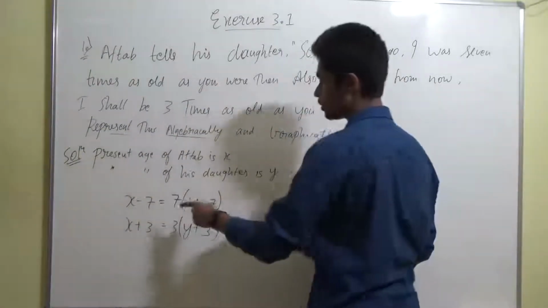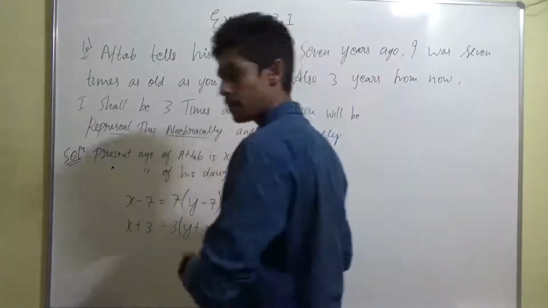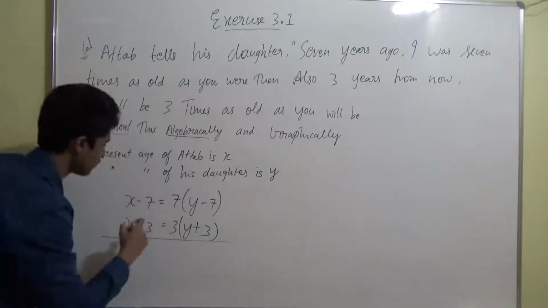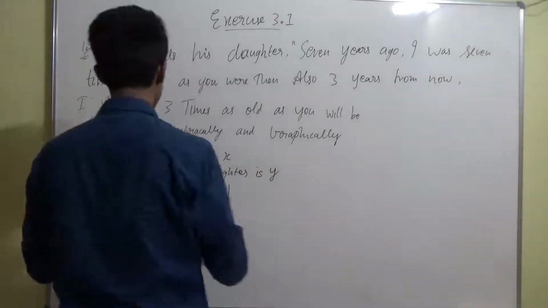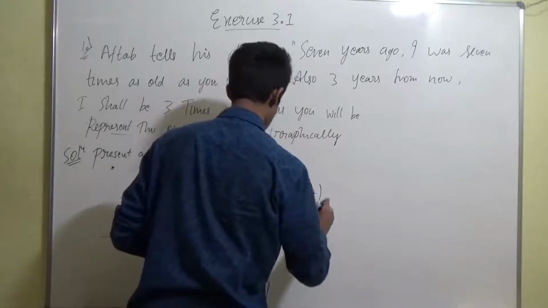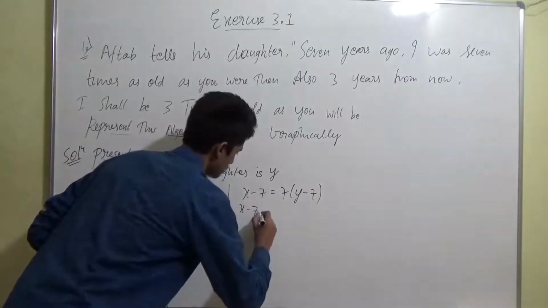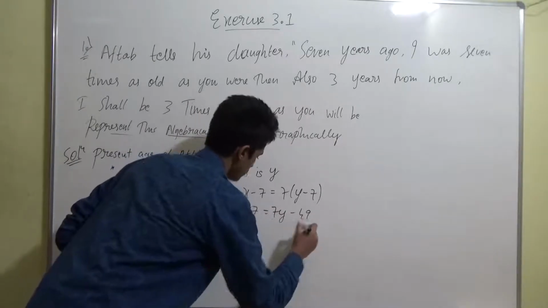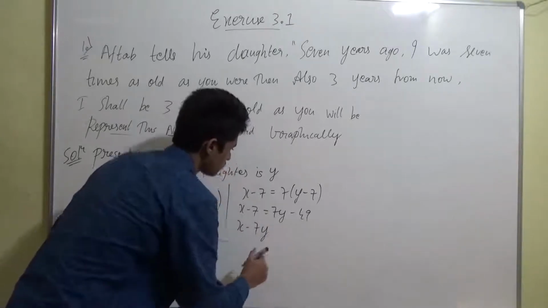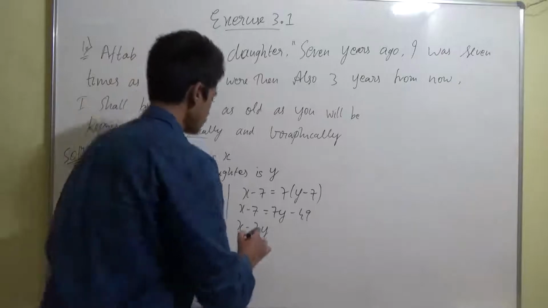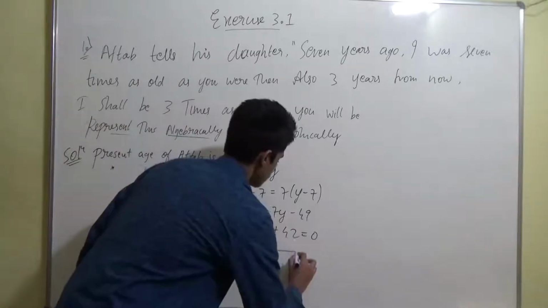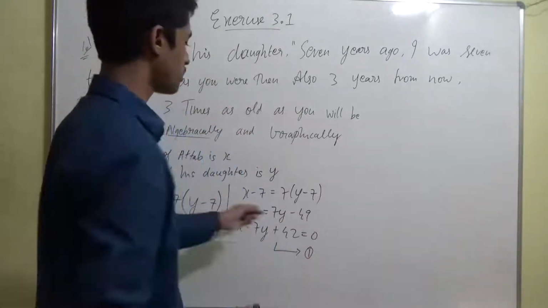So after expanding, what will you get, guys? I'll expand it here. The first equation I'll expand it here. x minus 7 equal to 7 into (y minus 7). So let's expand it. x minus 7 equal to 7y minus 49. Bringing all the terms towards the left, it becomes x minus 7y plus 42 equal to 0. So this is the first equation, guys. Expanding the first expression we get the first equation.